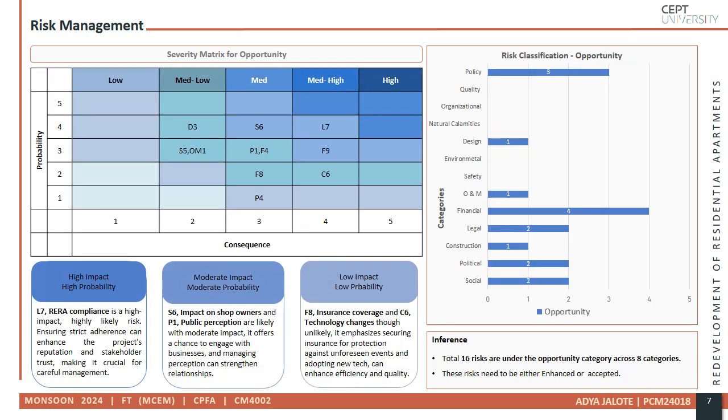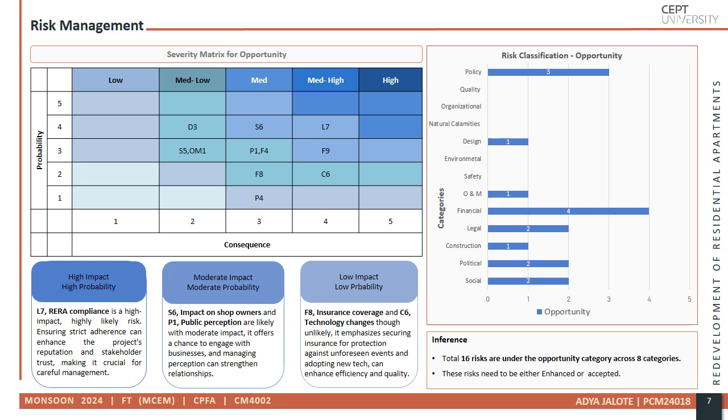Opportunities were also analyzed using a similar matrix. Risks such as ensuring compliance with RERA regulations present opportunities to build trust and enhance the project's reputation. Similarly, engaging shop owners in managing public perception can foster stronger community relationships. Low priority opportunities like minor insurance adjustments still hold value but are not critical. Recognizing and leveraging these opportunities can significantly enhance project outcomes.